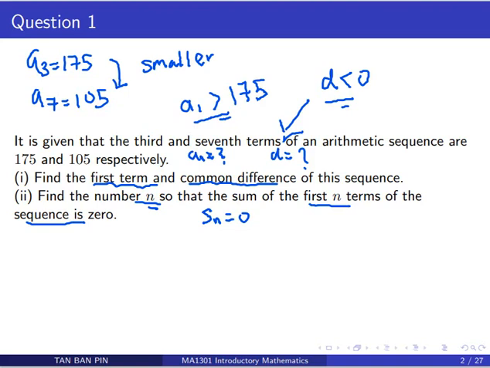Then you look at part 2, where you're supposed to find Sn equals 0. So if you look at what you have, A3 is positive, A7 is positive. So it means eventually An should be negative. After some time, for some n, An will be negative. All this will help you to check your answer for obvious mistakes.